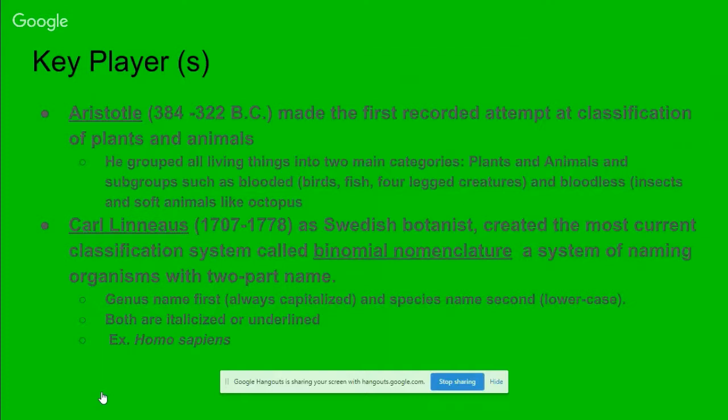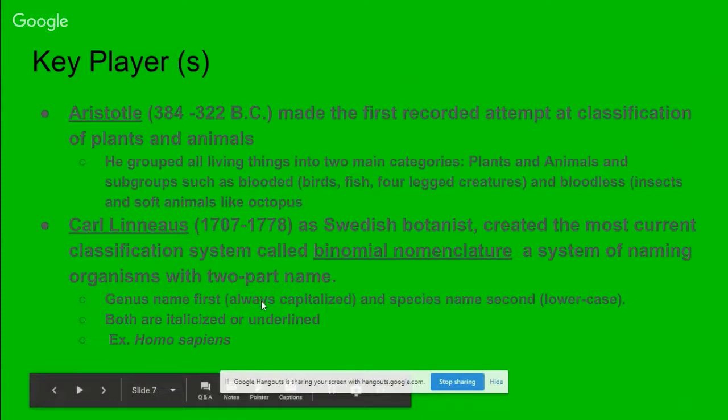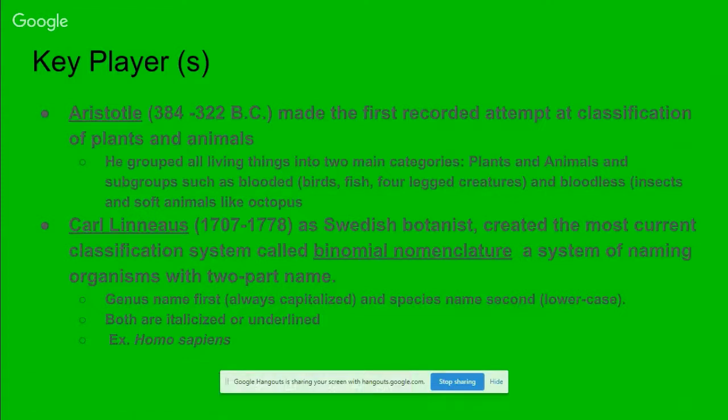Carl Linnaeus was a Swedish botanist who created the most current classification system called binomial nomenclature, which is a system of naming organisms with 2-part names. So it is important to remember that when we're naming organisms, we always start with the genus first, okay? And that's always capitalized, followed by the species, which is the second name, that's lowercase. Both are either italicized or underlined. So for example, Homo sapiens, which is who we are, we're part of that species and genus.